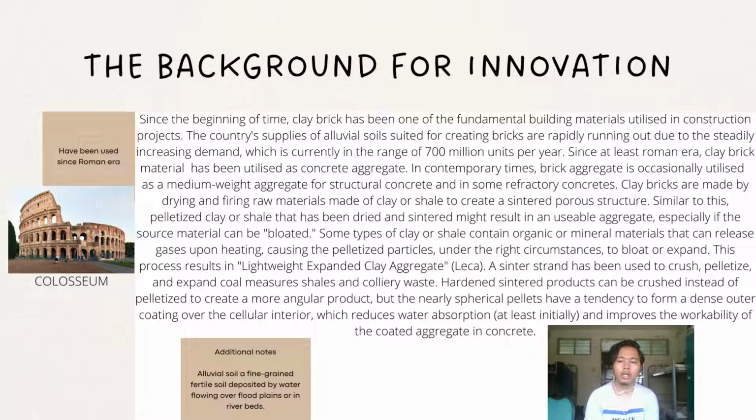Since at least the Roman era, clay brick material has been utilized as concrete aggregate. In contemporary times, brick aggregate is occasionally utilized as a medium weight aggregate for structural concrete and in some refractory concrete. Clay bricks are made by drying and firing raw material made of clay or shale to create a sintered porous structure. Similar to this, pelletized clay or shale that has been dried and sintered might result in a usable aggregate, especially if the source material can be blown.